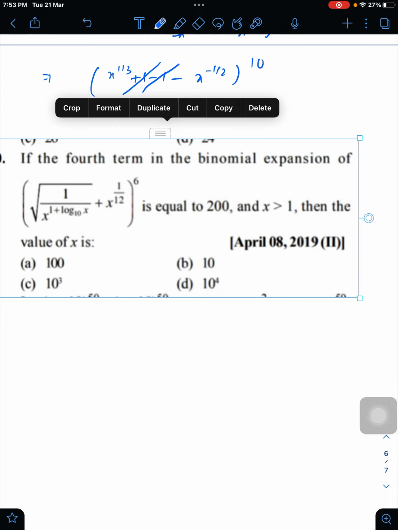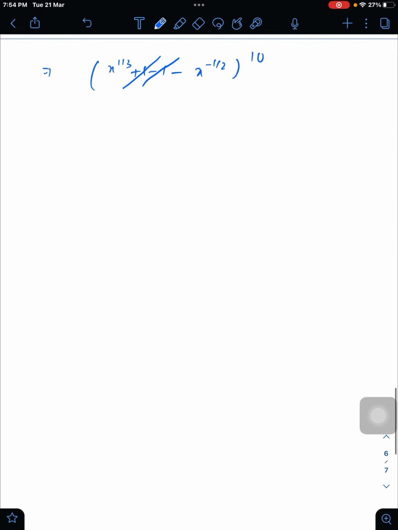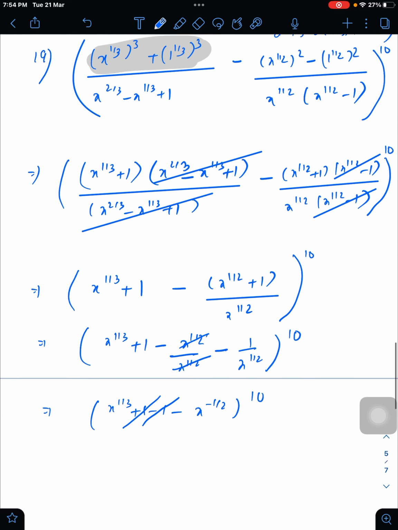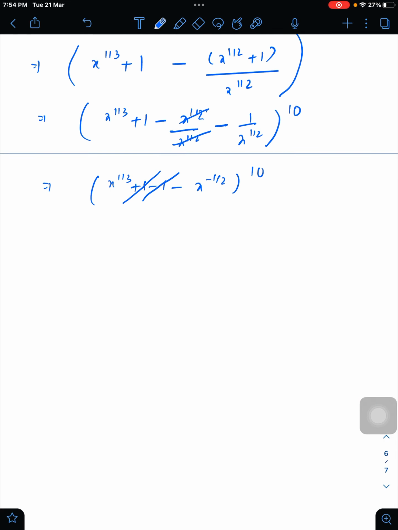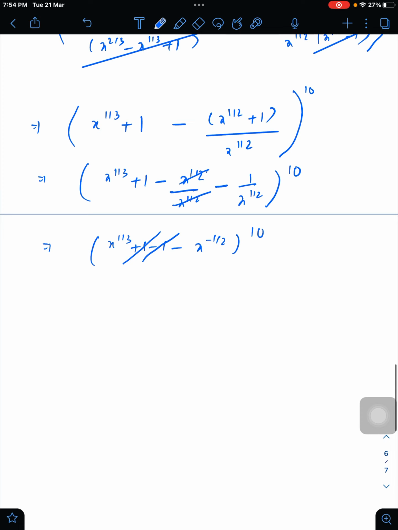Okay, let me delete the question. Is it clear? Yes sir, this question is clear. Now beta, what is the remaining term with us? X to the power 1 by 3 minus x to the power minus 1 by 2, whole to the power 10. Look how the question is simplified, beta. Initially the question looks so big, now the question looks so easy.